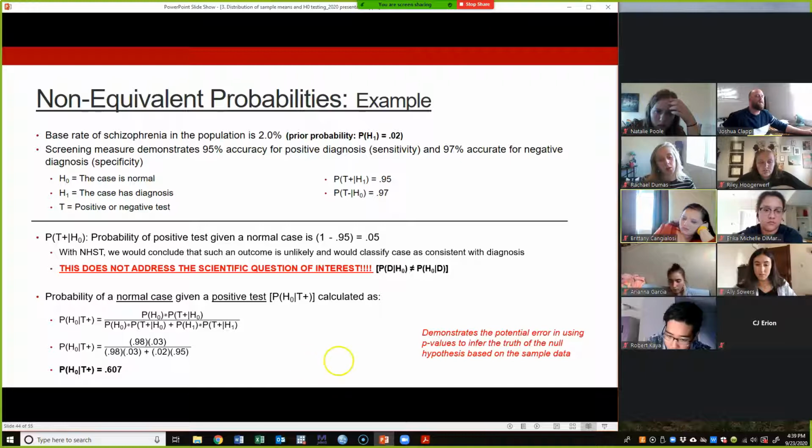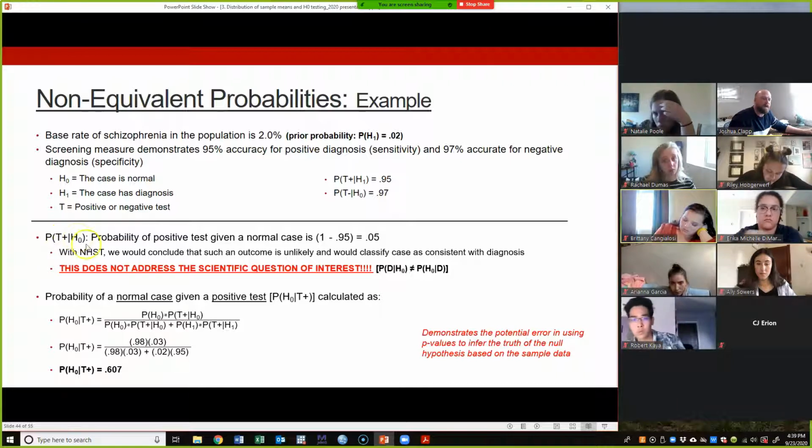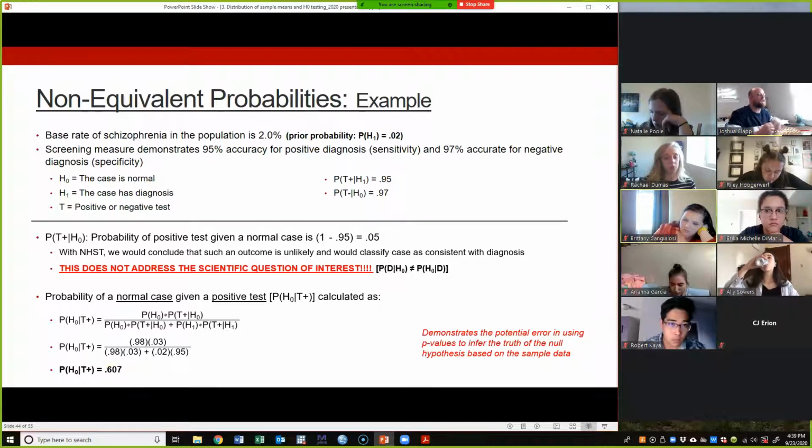And so again, what we've done here is we're saying the probability of a positive test given a non-case is very rare. But this is a different probability than the probability of a normal case given a positive test. This is very rare. This is very likely. All we've done is just switch this around, but it's not the same thing, right?